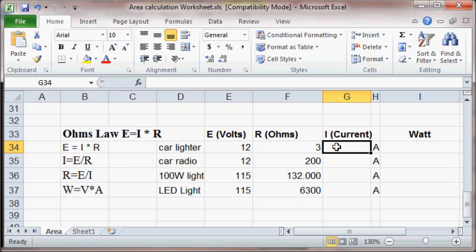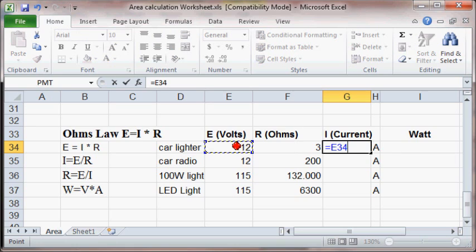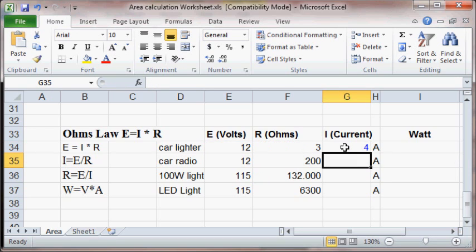So I'll just type that formula in. It's going to equal E, use the operator, divide, and R. I press enter, and the current is going to equal 4 amps. In a 12-volt system like a car, if we had only 3 ohms to our stereo system, it's going to take 4 amps, or our lights.